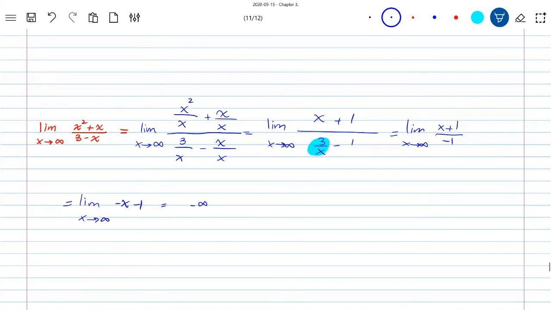What you get is negative infinity minus 1. If you subtract 1 from negative infinity, this is still negative infinity. So this limit turns out to be negative infinity. It's not undefined. It turns out to be negative infinity. It means if you let the x values get larger and larger, what happens to the y value? It's getting very small. It's going toward negative infinity.